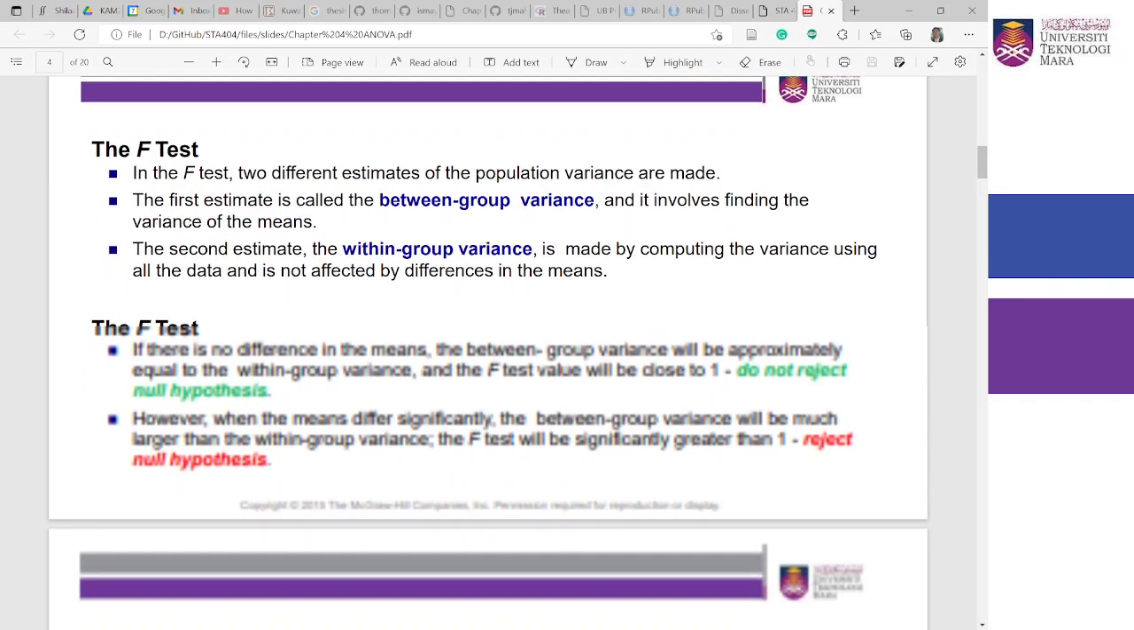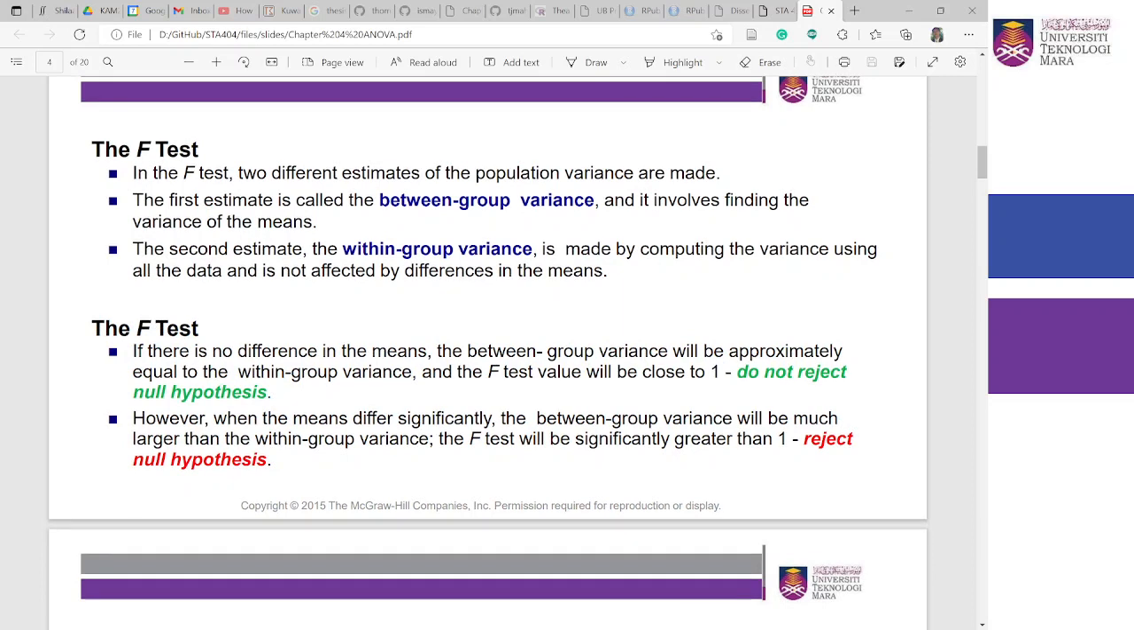So in F-test, 2 different estimates of the population variance are made. So dalam F-test ni kita ada buat 2 estimation. One is what we call the between group variance, and the second one is the within group variance. Okay, dia ada between group dengan within group. So apa yang dimaksudkan between group ni? Between group ni maksudnya kita ada 3 group, contohnya kita gunakan 3 means. Tiap-tiap group tu ada dia punya data. So kita akan compare dia punya variance between group A, group B and group C. So itu yang dimaksudkan dengan between group.